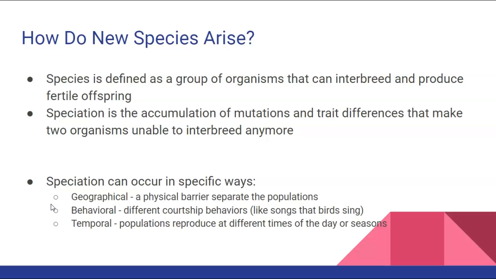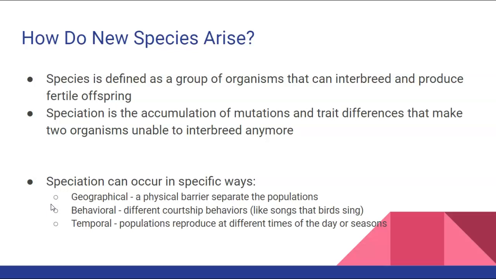geographical, behavioral, and temporal. So to have speciation occur geographically, it means that there must be a physical barrier separating the populations. This could be like a giant mountain range or a river, and they can't cross the river. There is a population of squirrels that can't cross the Grand Canyon, and so they've actually gone through speciation because the Grand Canyon is a geographical barrier to them.